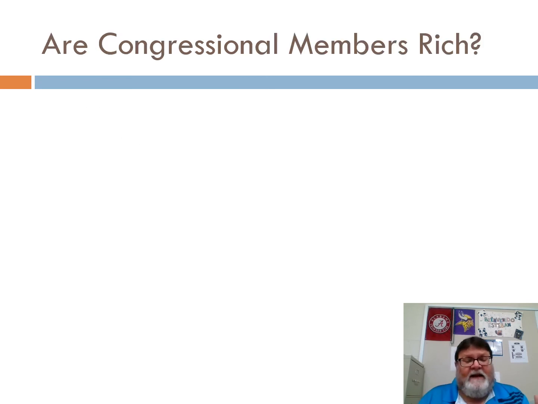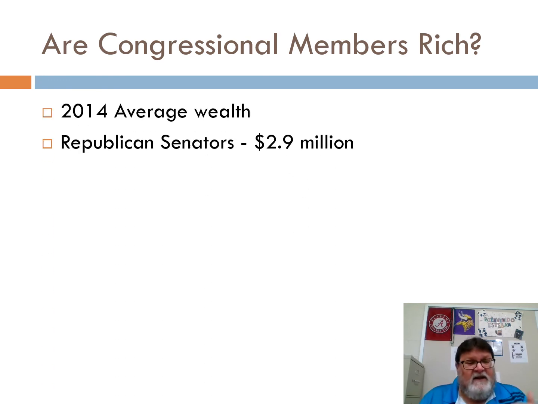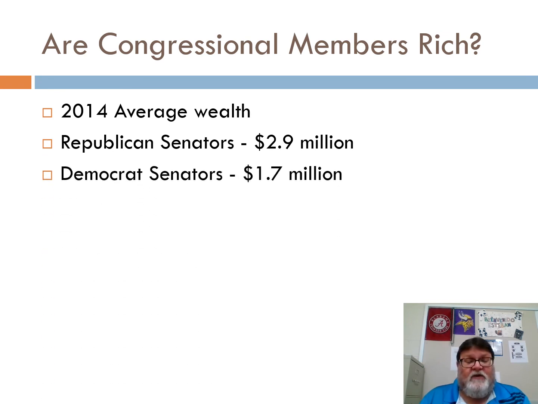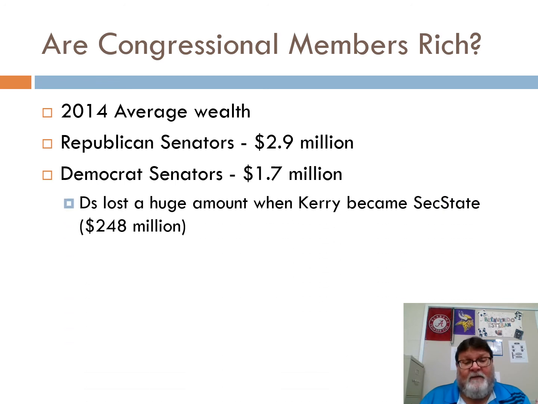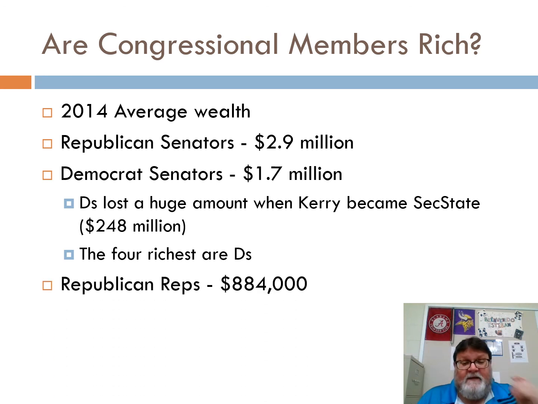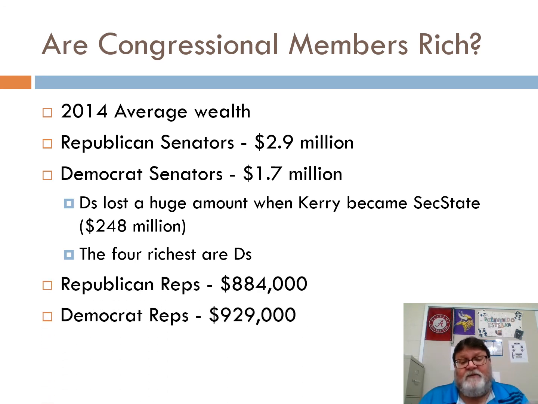One of the complaints always about Congress is, are they rich? Let's look. I have 2014 averages. It doesn't really matter. Republican senators average 2.9 million in wealth. Democratic senators, 1.7 million. The Democratic senators were higher right before that, except they lost a huge amount when Senator Kerry, a Democrat, became Secretary of State in Obama's second term, and he was worth $248 million by himself. However, the 4 richest, even in the Senate, are Democrats. Republican representatives average about 884,000. Democratic representatives, about 929,000.